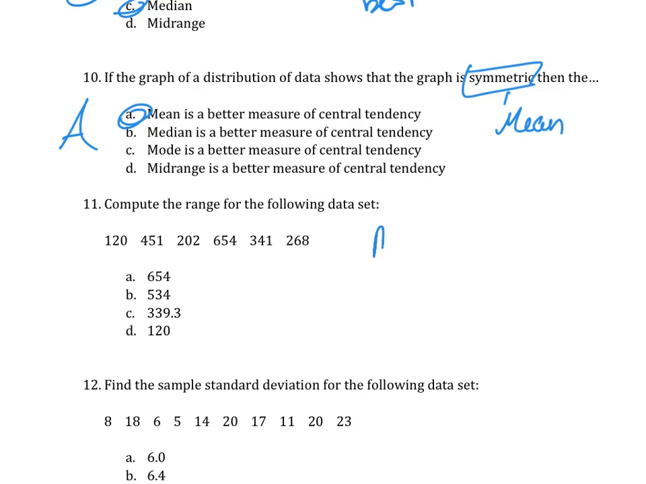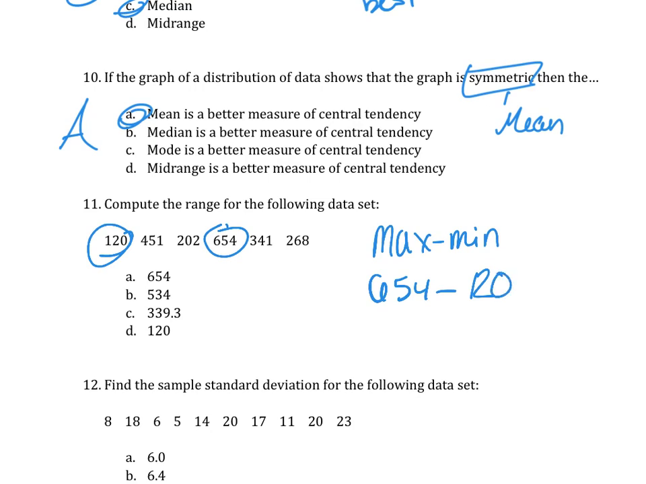Compute the range. Range is the max minus the min. So we just need to find our maximum data value, which is 654, minus our minimum value, which is 120. And using 654 minus 120, you get 534, which would be B for number 11.